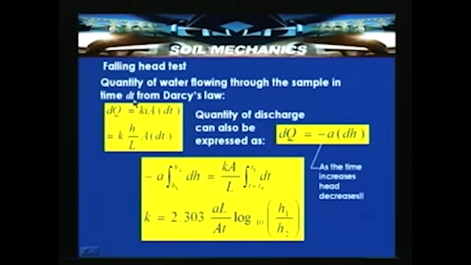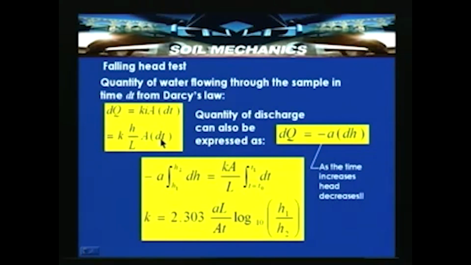Now, considering the previous discussion, the quantity of water flowing through the sample in time dt, from Darcy's law, can be estimated like we did in the constant head test: dq = k i A dt. Here dt is the time over which the head loss dH has occurred, and h is the head at time t. So, dq = k into i, where i = h by L, A is the cross-section area of the sample and dt is the time. So, dq = k (h/L) A dt.